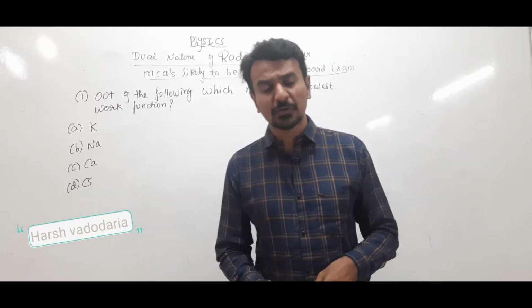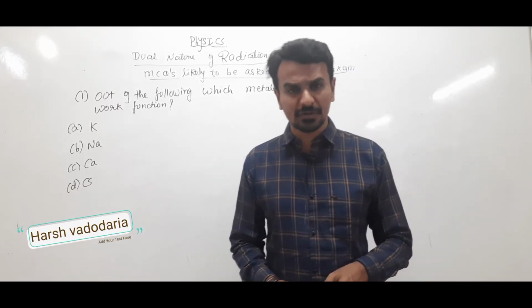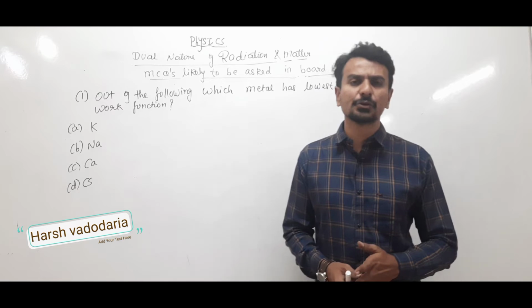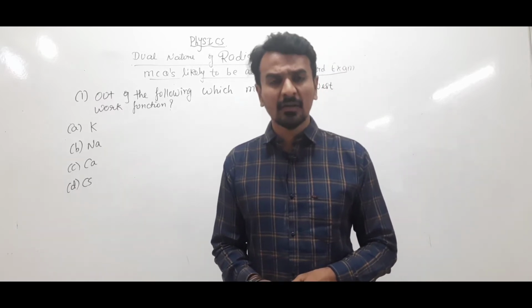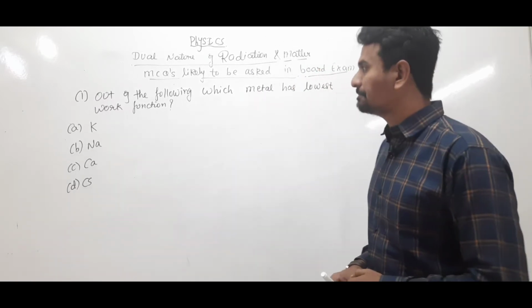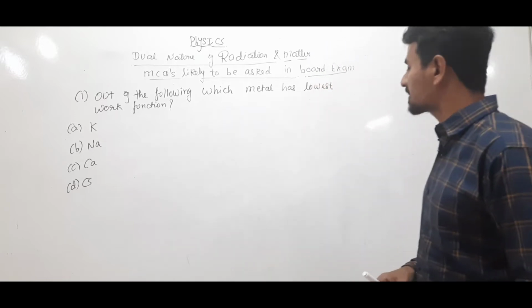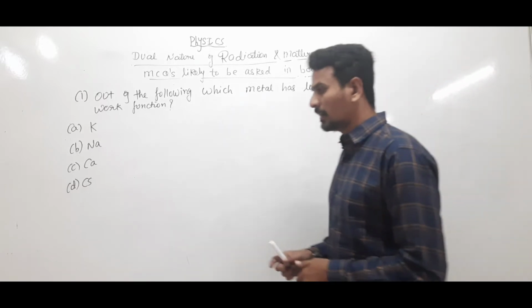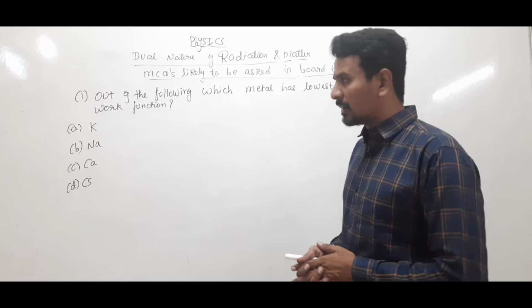Hello students, in this video we will be solving the MCQs of chapter number 11, that is dual nature of matter and radiation. So the first MCQ: out of the following, which metal has the lowest work function? It's already given in your table.